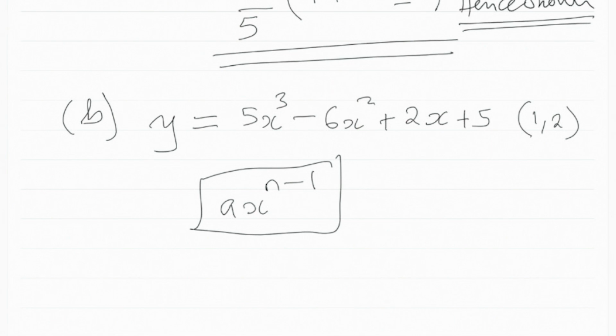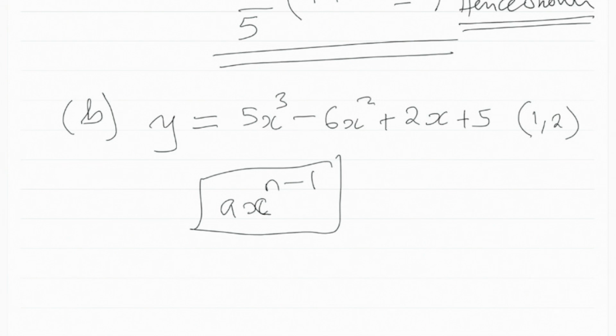You remember what your teachers taught you? Yes, that is exactly what we are going to do. But we'll remind you of this differentiation formula where the power is losing by 1. So now, in order for us to find the equation of the normal to the curve y equals 5x cubed minus 6x squared plus 2x plus 5, we need to differentiate. And differentiating this cubic function means we are finding its gradient.